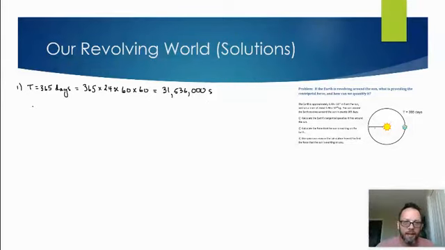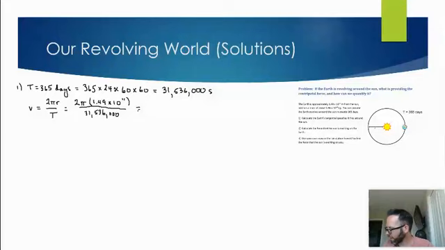But we can find the tangential speed, right? The tangential speed would be the distance the Earth travels, the circumference of its orbit, 2 pi r, divided by the time it takes, which is the period. And we know those things now. The Earth is about 1.49 times 10 to the 11 meters away. The period we just got, 31,536,000. Let's see what that tangential speed is.